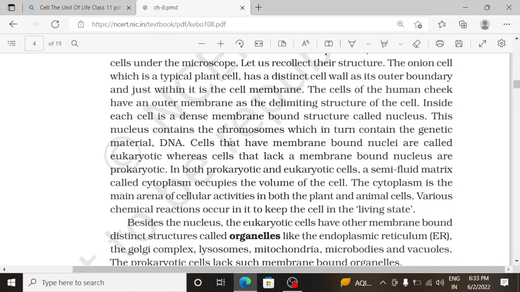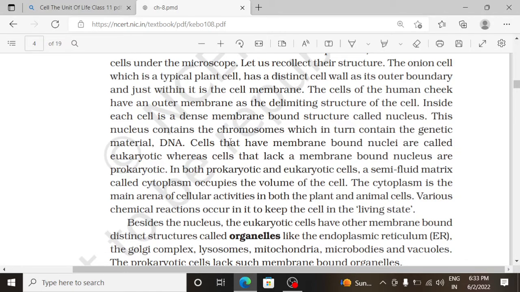The onion cell, which is a typical plant cell, has a distinct cell wall as its outer boundary, and just within it is the cell membrane. The cells of the human cheeks have an outer membrane as the delimiting structure of the cell. Inside each cell is a dense membrane bound structure called nucleus. This nucleus contains the chromosomes, which in turn contain the genetic material, that is DNA. Cells that have membrane bound nuclei are called eukaryotic, whereas cells that lack a membrane bound nucleus are prokaryotic.